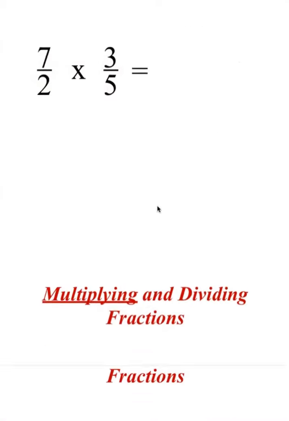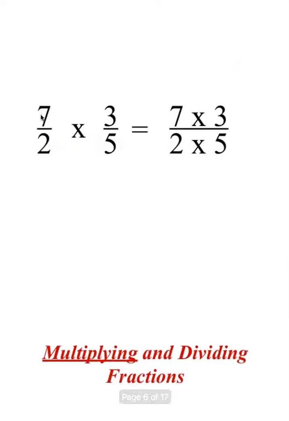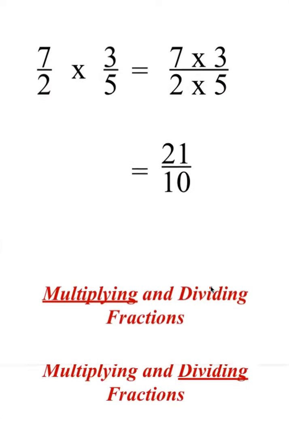Timesing across the top, to get 7 times 3, as we can see. Then we times across the bottom to get 2 times 5, as we can see there. And then we just tidy that up. So 7 times 3 is 21, and 2 times 5 is 10.